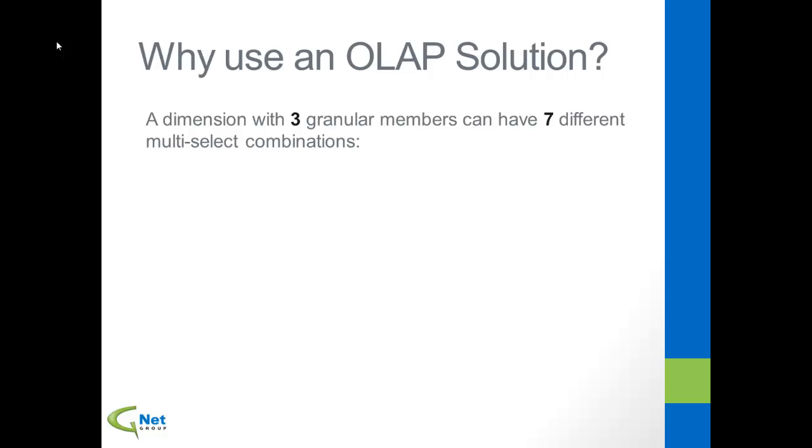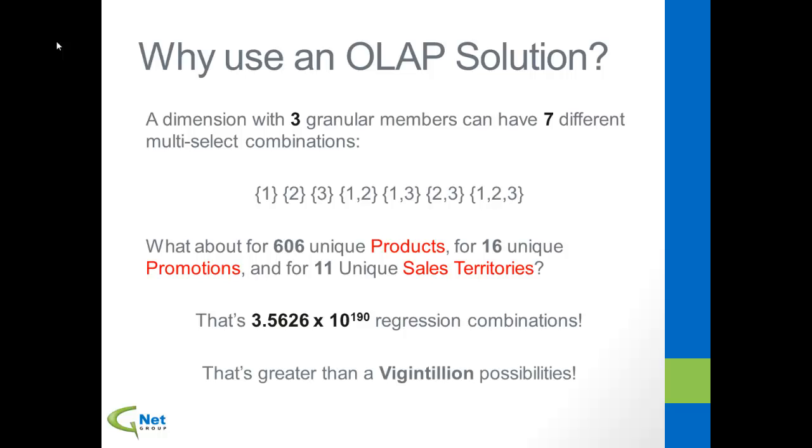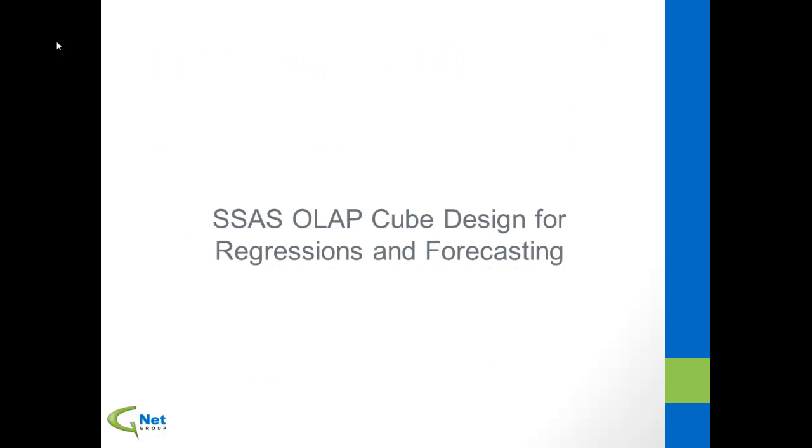For example, a dimension with 3 granular members can have 7 different multi-select combinations. You can select just 1 member, 2 members, or all 3 members. What about for 606 unique products, 16 unique promotions, and 11 unique sales territories when you're multi-selecting? That's 3 times 10 to the 190th power regression combinations. That's greater than a vigintillion possibilities.